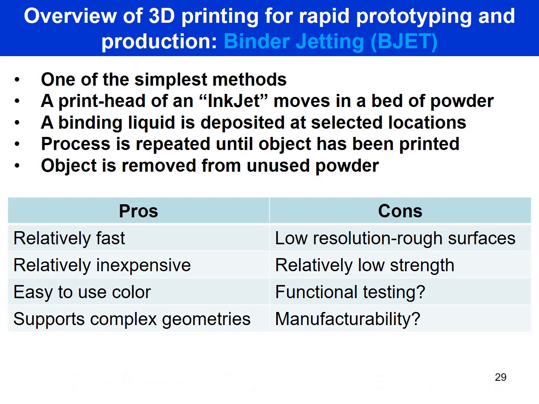Binder jetting is another method of rapid prototyping and 3D printing. This could be used for production. Typically, 3D printing is not used for production runs, but for prototyping. It's one of the simplest methods.